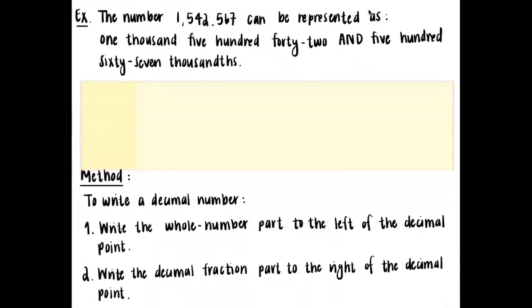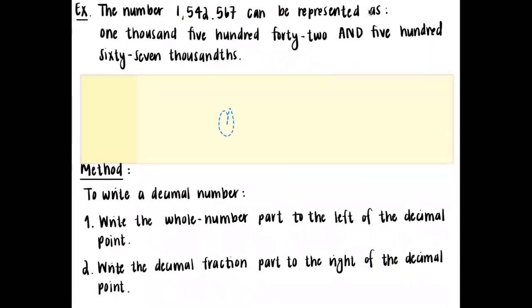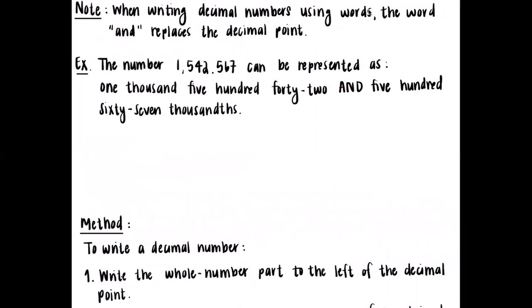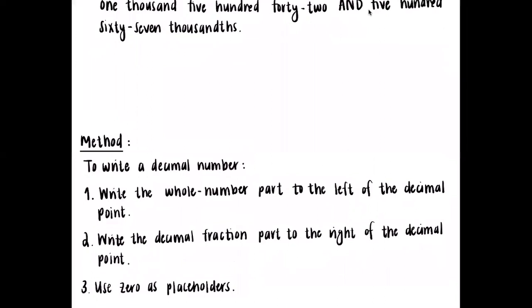Okay. Let me remove this. So to write a decimal number, write the whole number part to the left of the fraction point. So again, this is what I mean. This is the whole number part. You can think of like your bills. Everything else to the right of the decimal, that's the spare change, if you want to think of it like that. Then write the decimal fraction part to the right of the decimal.